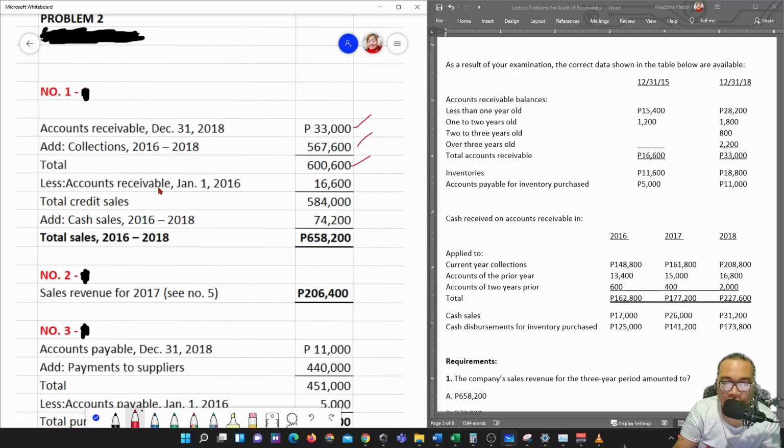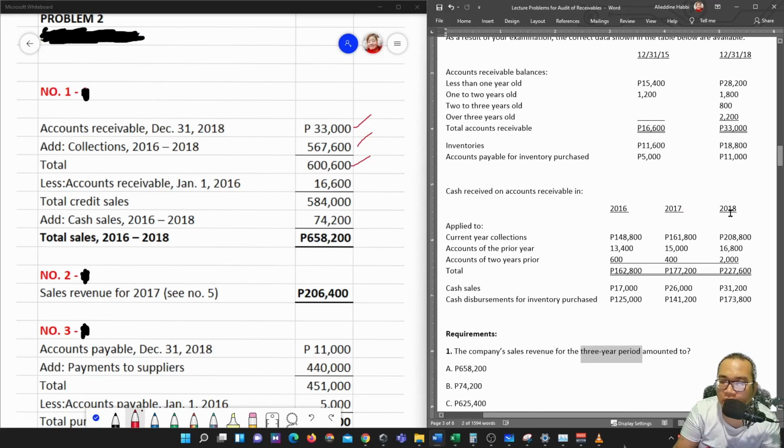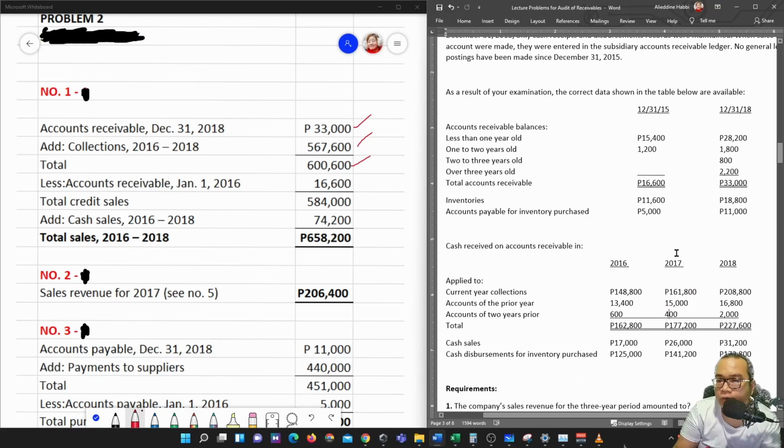Then, gaya ng sabi din kanina, ang tinatanong lang is for the 3-year period. 3-year period lang. So, for the 2016, 2017, 2018. Kung makikita mo, there's a possibility na yung beginning balance ng accounts receivable January 1, 2016, ito, di ba?